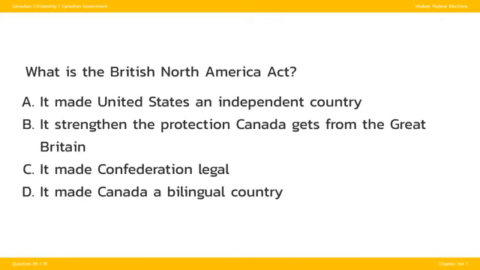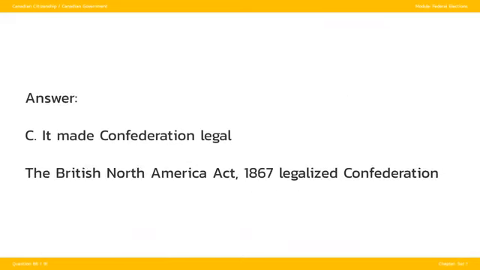What is the British North America Act? A. It made United States an independent country. B. It strengthened the protection Canada gets from the Great Britain. C. It made Confederation legal. D. It made Canada a bilingual country. The answer is C. It made Confederation legal. The British North America Act, 1867 legalized Confederation.